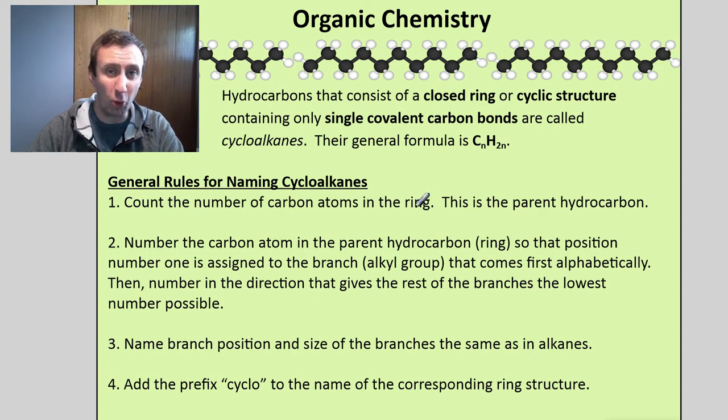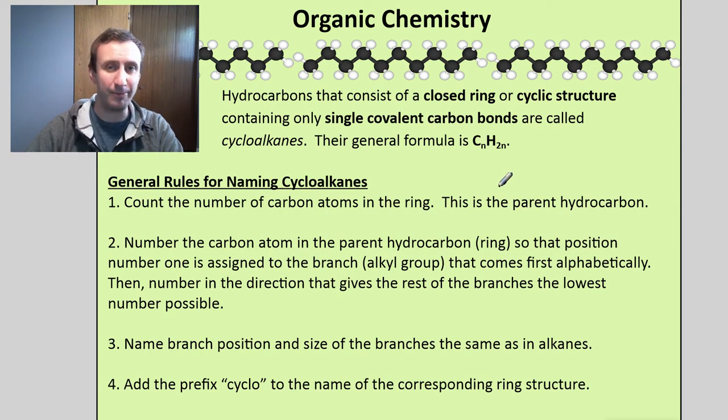The parent chain only includes the cyclic structure. It cannot go outside of the cyclo structure that you have. So it's just the closed shape that is your parent chain. Everything else coming off of the parent chain is now a branch.